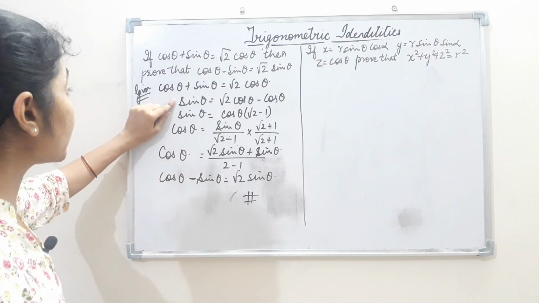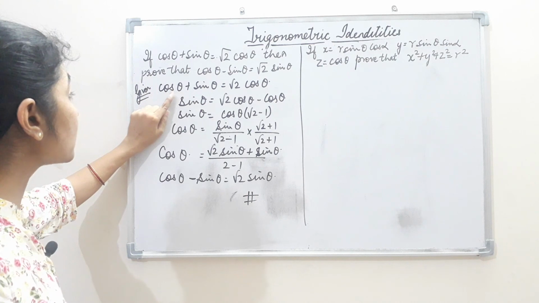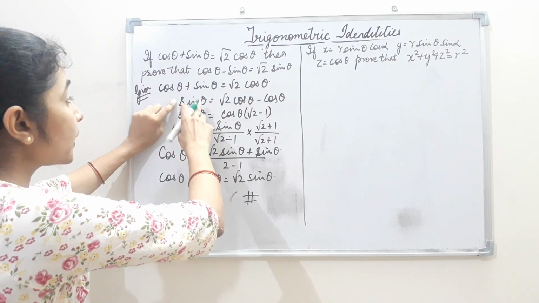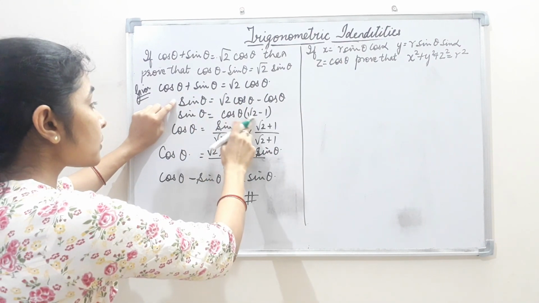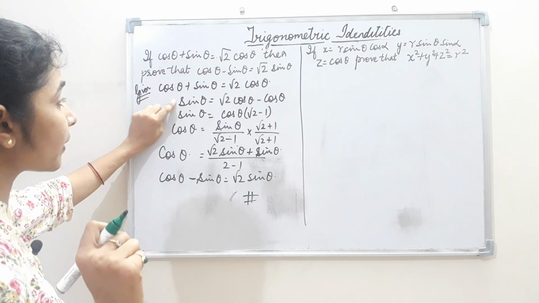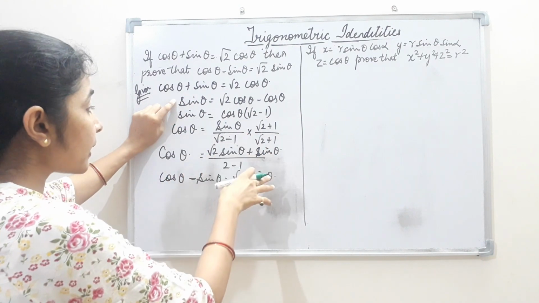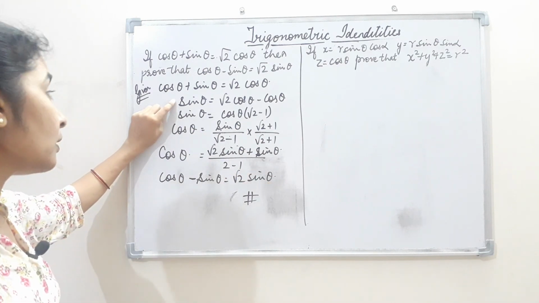So we started with the given condition that cos theta plus sin theta is equal to root 2 cos theta. Then we took cos theta on the other side. What do we get? Sin theta is equal to root 2 cos theta minus cos theta, and we took cos theta common and we got root 2 minus 1 here. When the root 2 minus 1 goes here in the denominator, we rationalized it, and then we got whatever was required to be proved.